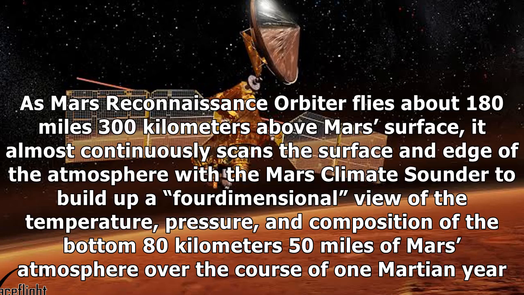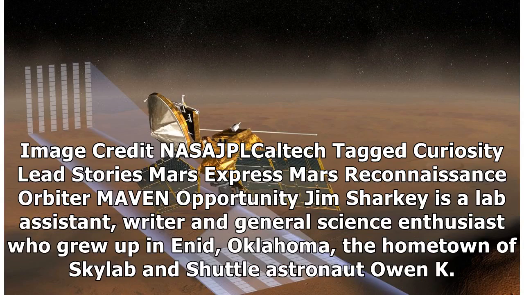As Mars Reconnaissance Orbiter flies about 180 miles (300 kilometers) above Mars' surface, it almost continuously scans the surface and edge of the atmosphere with a Mars Climate Sounder to build up a four-dimensional view of the temperature, pressure, and composition of the bottom 50 miles (80 kilometers) of Mars' atmosphere over the course of one Martian year. Image credit NASA/Caltech.